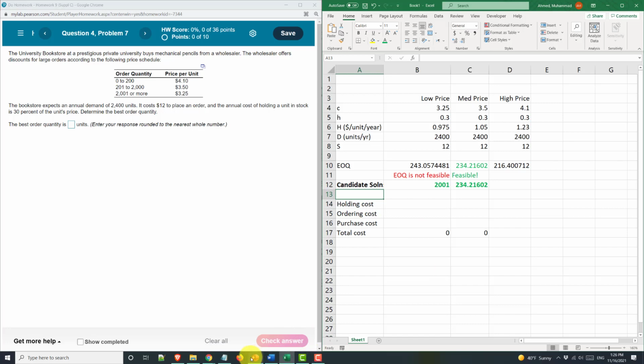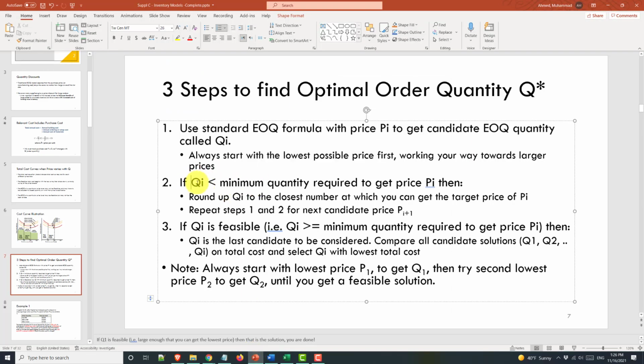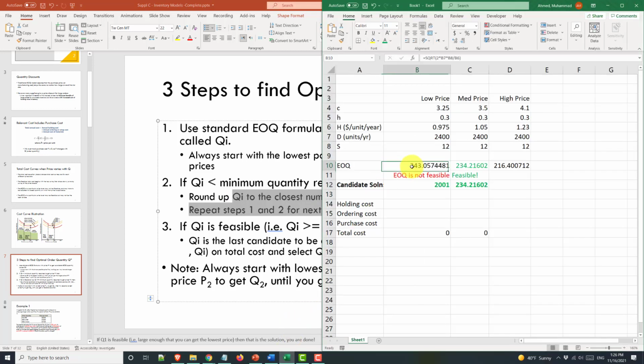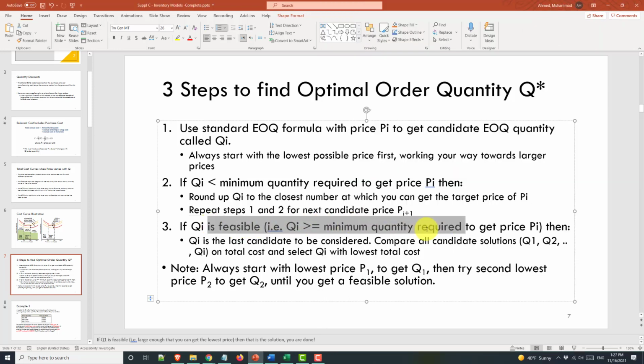So if you go back to your slides, you can see that if the quantity is too low, you have to round it up, just like we did here. We rounded up 243 to 2001 because 243 was too low for this price. And then if it is feasible, then that is the last candidate solution. And then we're going to compare all candidate solutions on total cost. This is the step we are doing now.